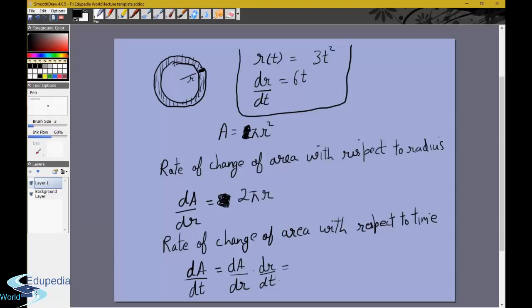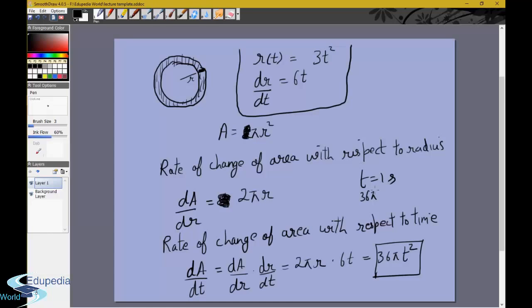But we know these two quantities separately. dA by dr from this equation is 2 pi r, and dr by dt from the above equation is 6t. And we can substitute r is equal to 3t square here as well. So what we'll get is 2 pi times 3t square times 6t, so we will get 36 pi t cubed. So this is the rate of change of area. That means at t is equal to 1 second, the area is changing at a rate of 36 pi units. If we are talking about meters, then 36 pi meters square per second.